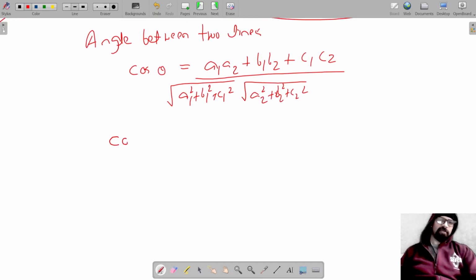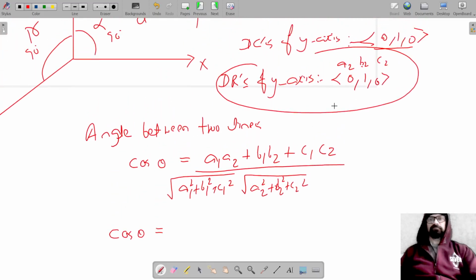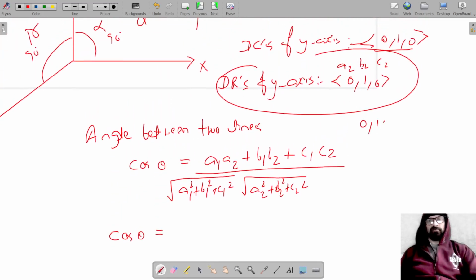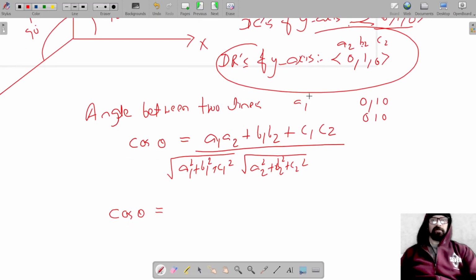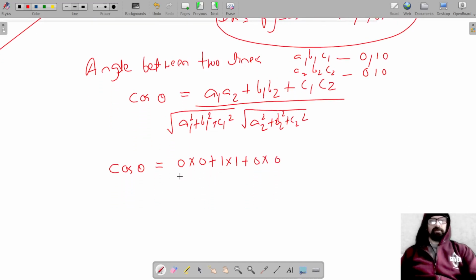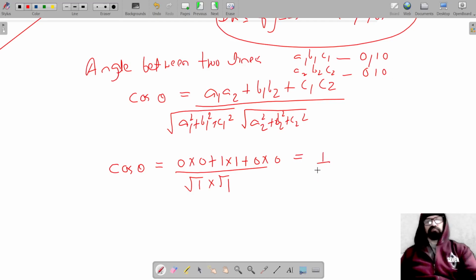So if I put their values in here, with 0, 1, 0 for a1, b1, c1, and 0, 1, 0 for a2, b2, c2, a1 is 0, a2 is 0, b1 is 1, b2 is 1, and 0 into 0. The denominator is also root 1 into root 1. So that is equal to 1 upon root 1.